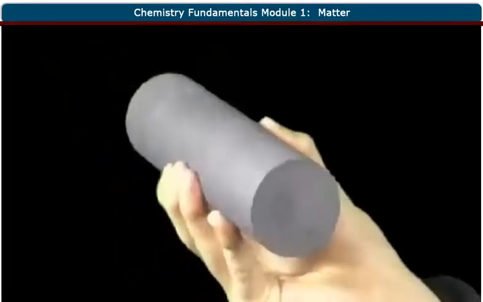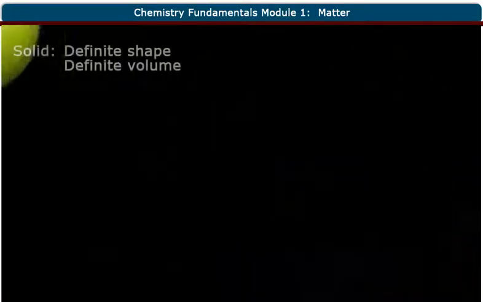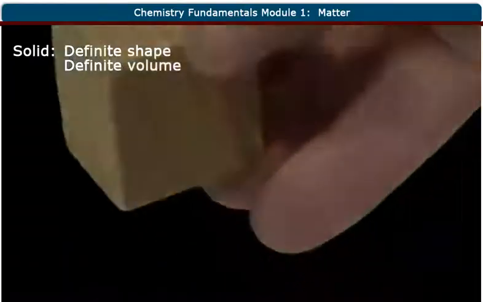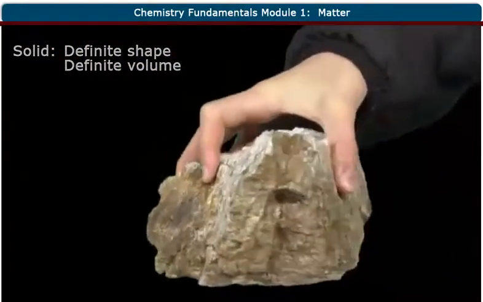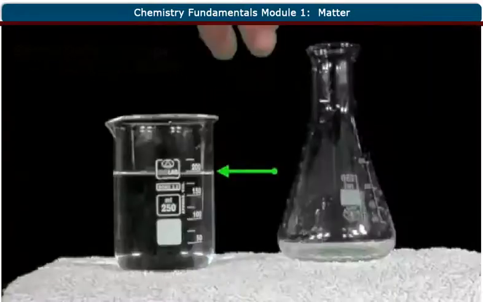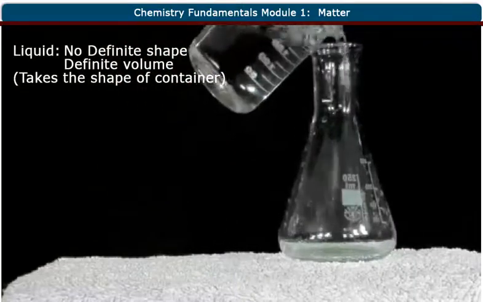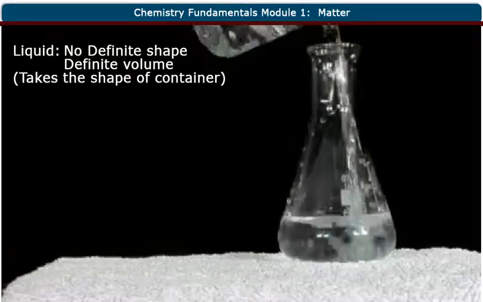Solids have a definite shape and a definite volume. Liquids have a definite volume, but no definite shape. Liquids take the shape of their container.